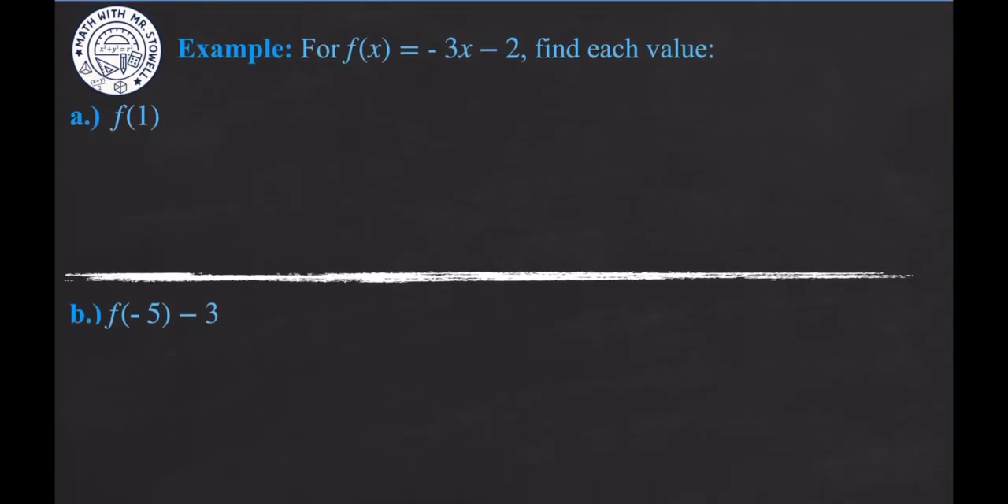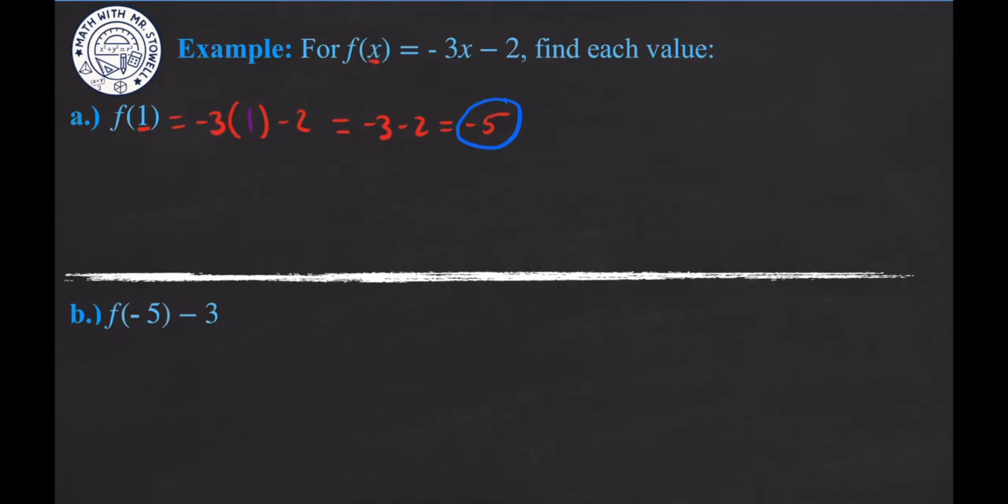So let's actually get into the fun part. In this example, we have the function f of x is equal to negative 3x minus 2. Let's find the value for f with 1 inside instead of x. So basically what this is saying is that we are taking the value of x and replacing it with 1. We're substituting to evaluate this. So f of 1 equals negative 3 times 1 minus 2. Negative 3 times 1 is negative 3, minus 2 gives us negative 5.